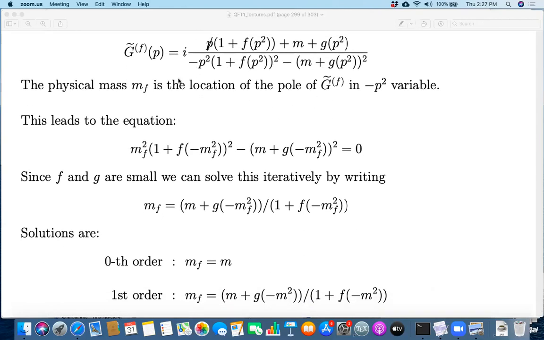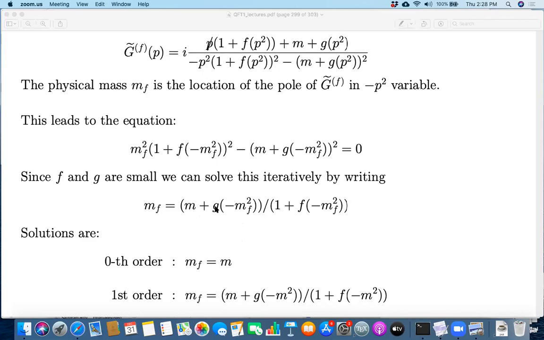So this is what I have said here. The physical mass mf is the location of the pole in the minus p square variable. So that leads to this equation. You just substitute for p square minus mf square. So you get mf square times 1 plus f of minus mf square whole square minus m plus g of minus mf square whole square is 0. And now the idea is that because f and g are small, these are typically of order e square or higher, we can solve them iteratively. So to do that, we just write the equation in a slightly different way. You keep mf on one side and everything else you take to the other side, even though there are mf factors on the right hand side.